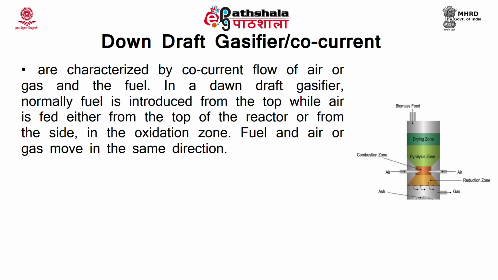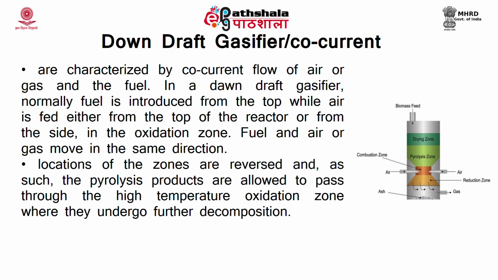The downdraft gasifier is also known as the co-current gasifier. It is characterized by co-current flow of air or gas and the fuel. In this type, normally fuel is introduced from the top, while air is fed either from the top of the reactor or from the side in the oxidation zone. Fuel and air or gas move in the same direction. The location of zones is reversed in the downdraft compared to the updraft. So, the pyrolysis products are allowed to pass through the high temperature oxidation zone, where they undergo further decomposition.